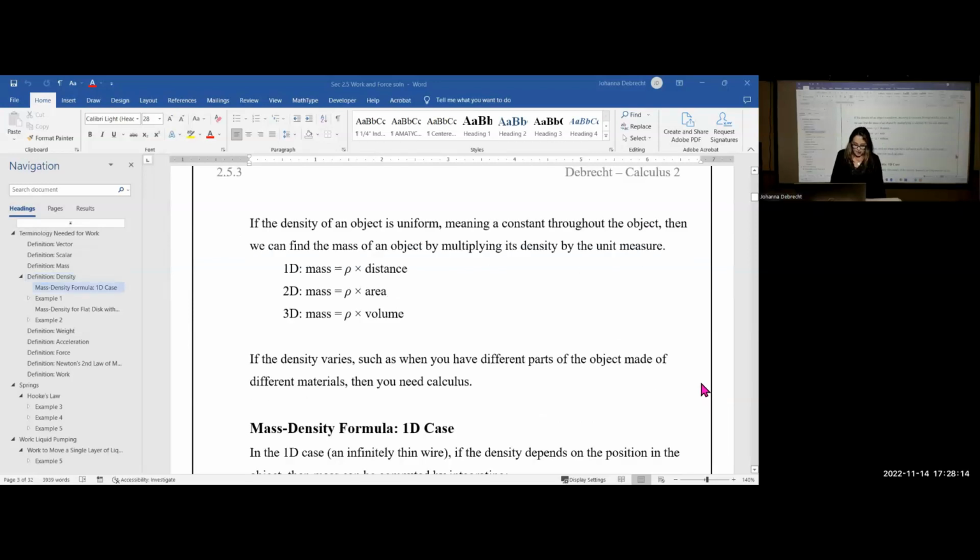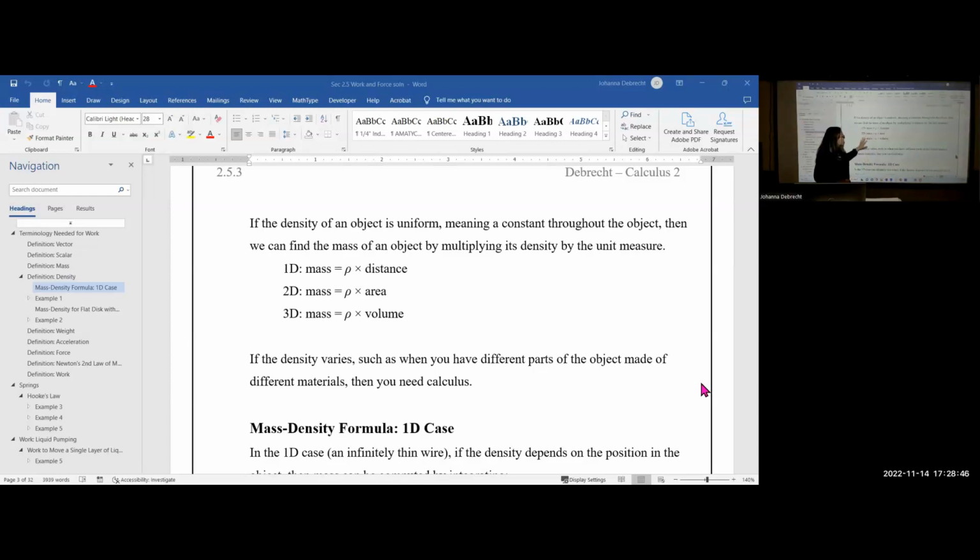So we can find the mass then, if we have a one-dimensional object, by taking the density and multiplying by the distance, the only dimension it has. If it's two-dimensional, we take the density, we multiply by the area. We'll see this one get used when we talk about hydrostatic pressure and hydrostatic force, because we often want to know what the pressure is on the surface of something, like the surface of a dam. So it's vertical in the water, and we can consider it to be roughly 2D, all right?